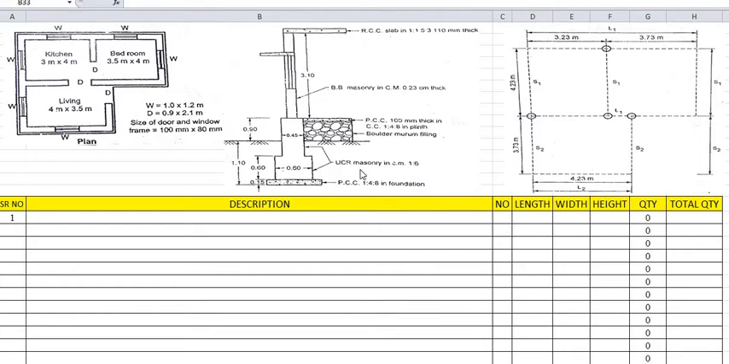In today's lecture we will find out one more quantity, that is the quantity of boulder and murum filling. This is the important thing to be calculated here. Beyond finding out the quantity of earthwork in excavations, PCC or UCR, we will find out the quantity of boulder and murum filling. This quantity is very important, and we will also calculate the quantity of PCC. So we will find out two things: the quantity of boulder filling, and the quantity of PCC.